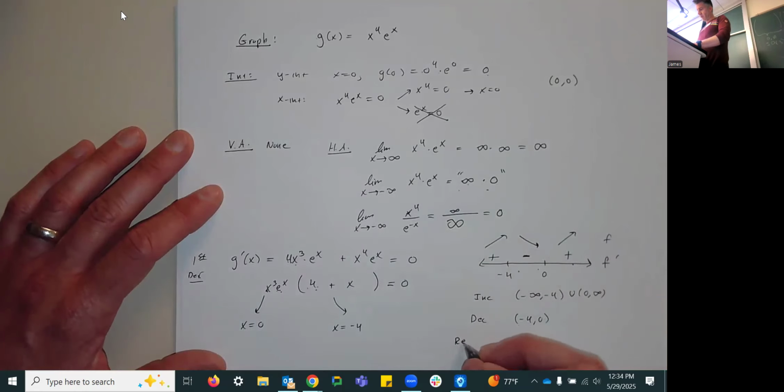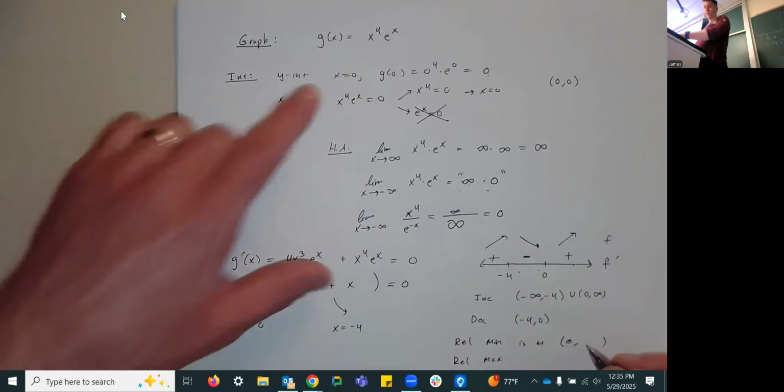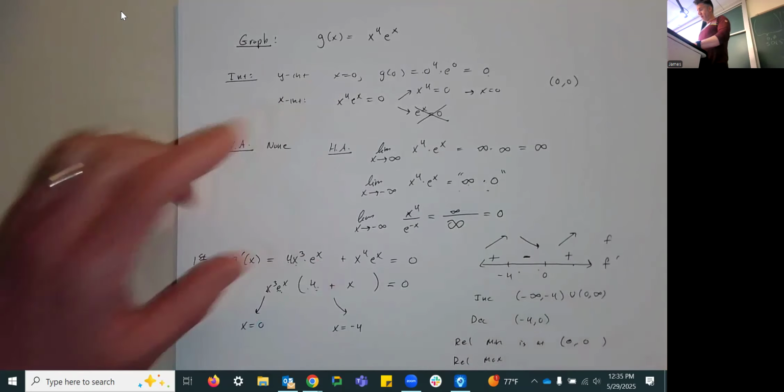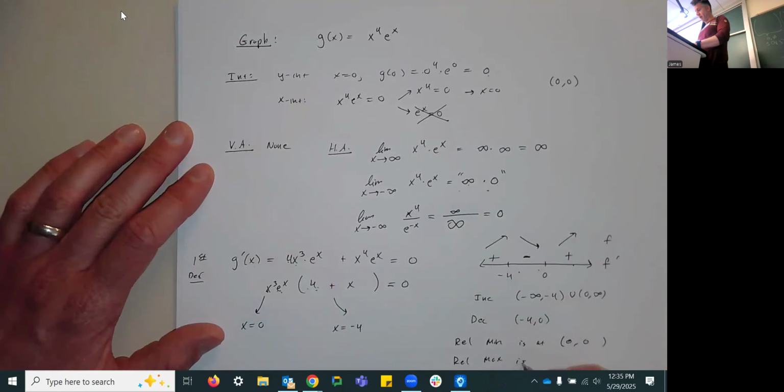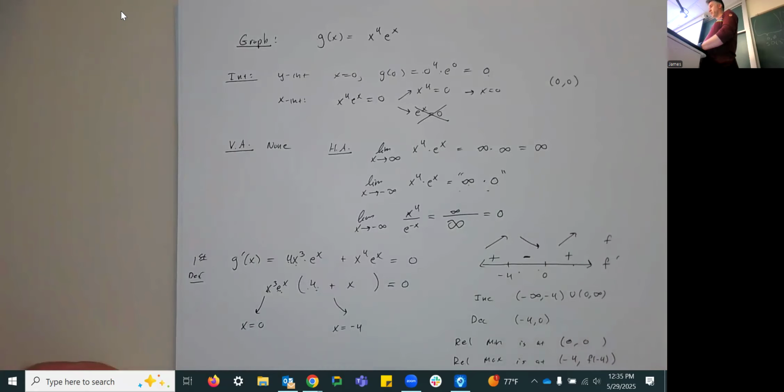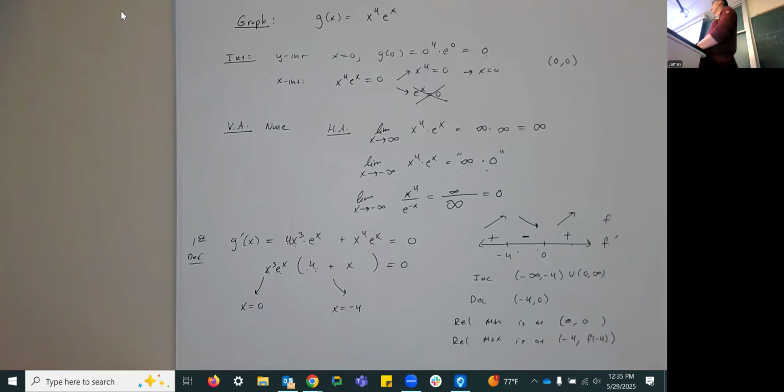We have a relative minimum and a relative maximum. The relative minimum is at 0 or -4? 0. 0 comma the y coordinate we already have, which is also 0. We have a relative maximum at -4 comma whatever f of -4 happens to be. For ones like this, I don't usually try to worry about the y values too much.